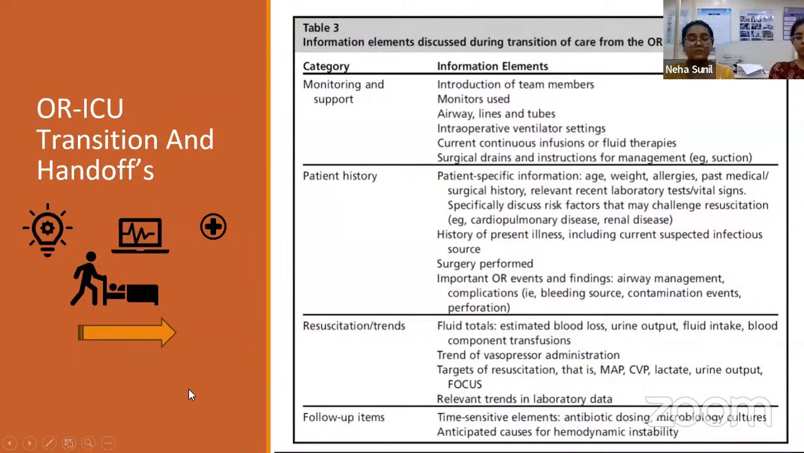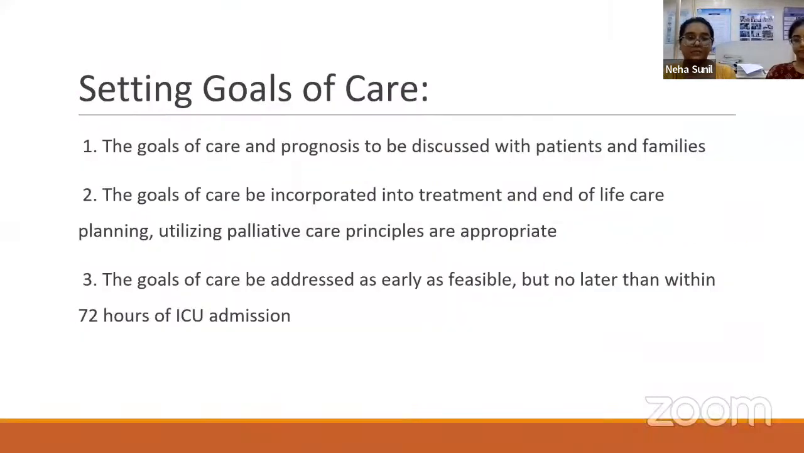Resuscitation trends of fluid, what was the fluid responsiveness of this patient, what were the vasopressors administered, what were the targets of resuscitation, using mean arterial pressure, central venous pressure, lactate, urine output, and relevant trends in laboratory data have to be told in the handoff. And follow-up items such as time-sensitive elements, antibiotic dosing, microbiologic culture, anticipated cause for hemodynamic instability need to be discussed.